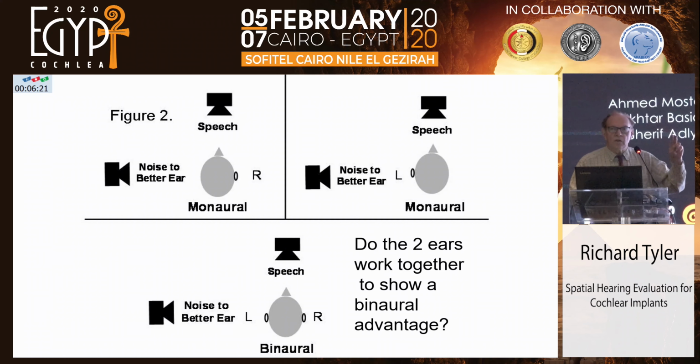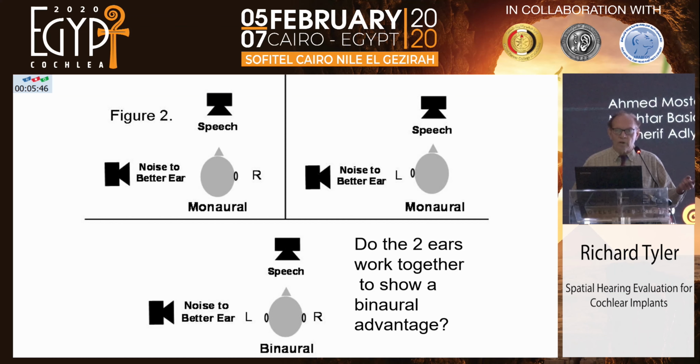So in step 2 in this protocol, you have speech from the front and noise on the better ear, and let them hear with the right ear. And then you have speech from the front and noise on the better ear, which in this example is the left ear. And then you put speech from the front and noise on the better ear side and test them with both devices on. That way you're able to measure if there is a binaural advantage or not.